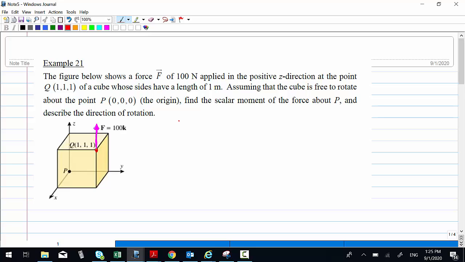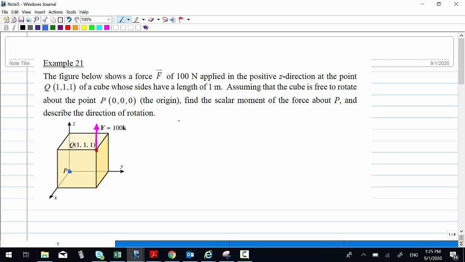where the force is applied, and then assume that the cube is free to rotate about the point P, which is at the origin. So there's a point P, this point is fixed, and the cube is free to rotate about this point.